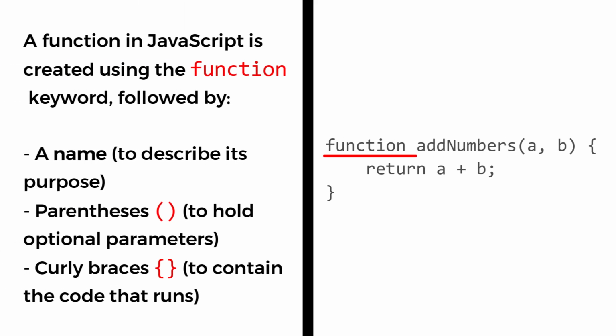A function in JavaScript is created using the function keyword followed by a name to describe its purpose. Then a parenthesis, it's to hold optional parameters, which we'll be learning about later in this video. And thirdly, curly braces. It's to contain the code that actually runs when the function is called.